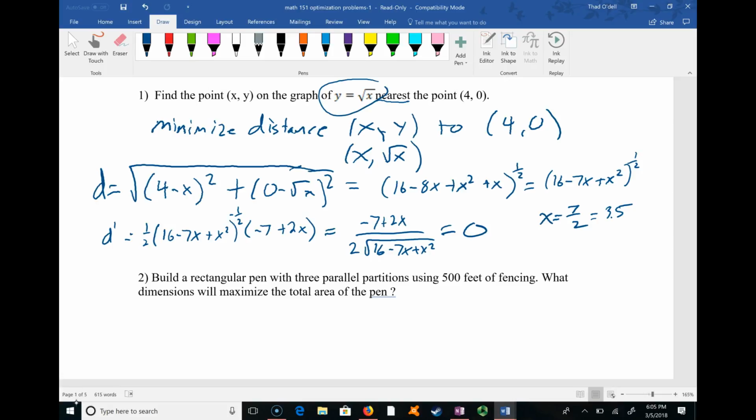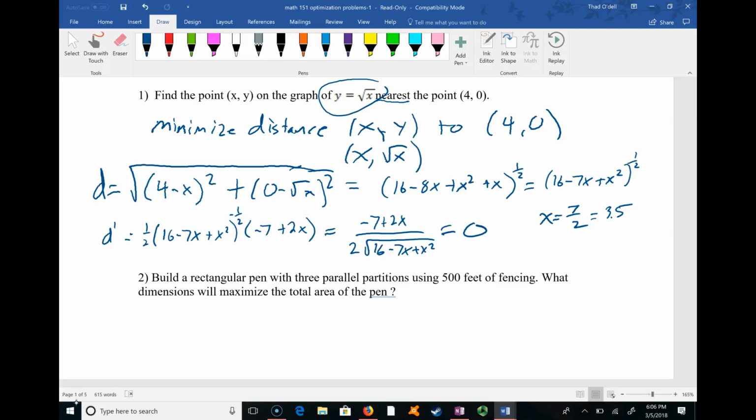So we want to know what makes the inside of the square root 0, so you can use the quadratic formula. So that would be x equals negative b, which would be 7, plus or minus the square root of 49 minus 4ac, so that'd be 4 times 16 is 64. And oh, we get a negative in the square root, so that's not going to produce any answers. So 3.5 is our only critical point.